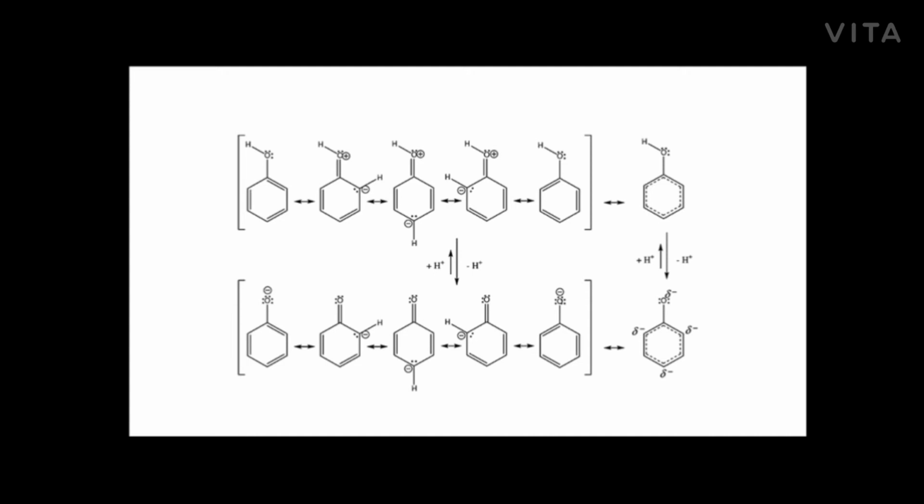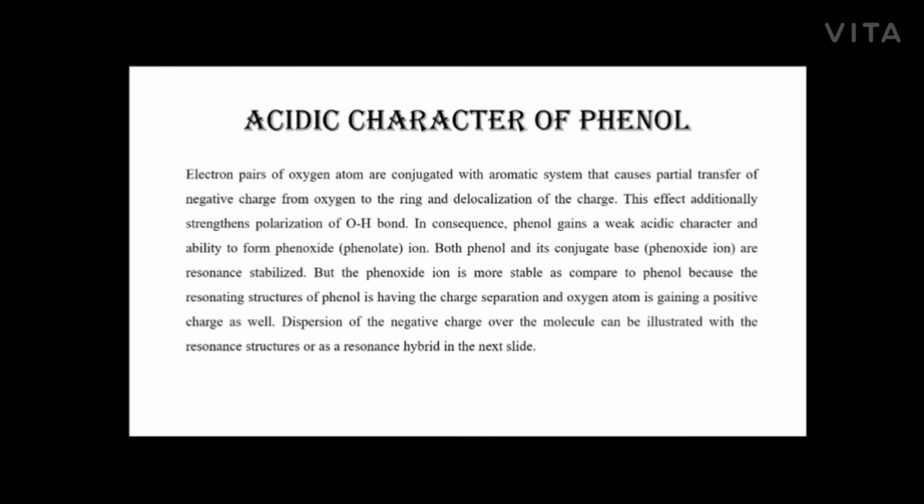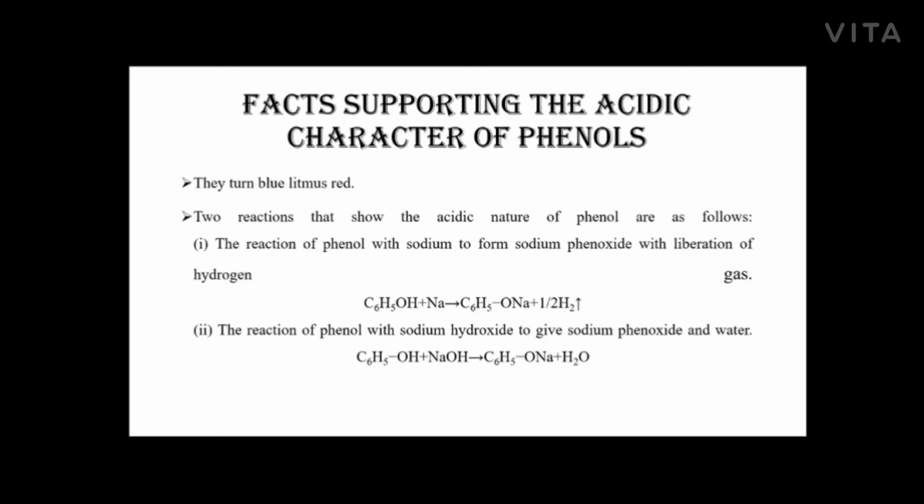Hence we can say that phenoxide ions get easily formed with the deprotonation of phenols, and that there is some acidic character of phenol. This is the explanation. Okay. And what are the facts which support the acidic character of phenols? First, they turn litmus paper from blue to red. As we have seen, acidic content turns litmus paper from blue to red.